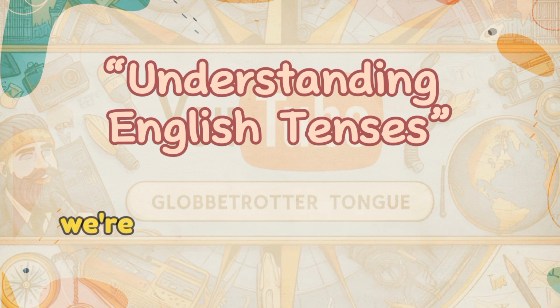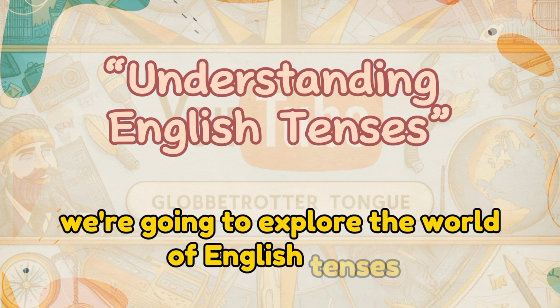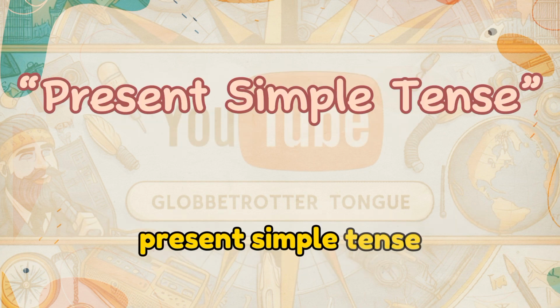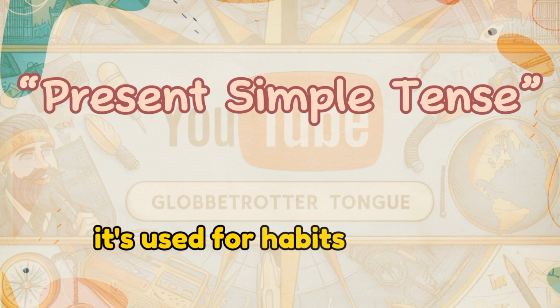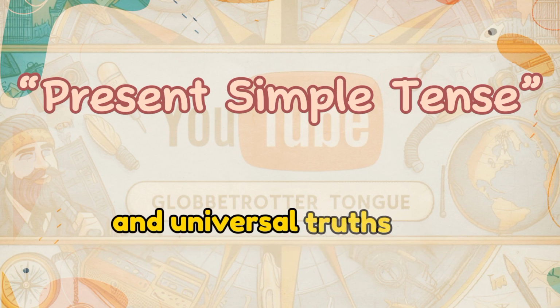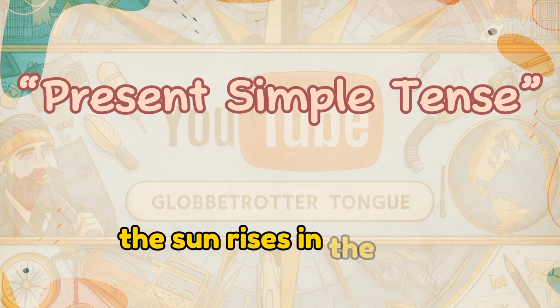Today, we're going to explore the world of English tenses. Present simple tense. Let's start with the present simple tense. It's used for habits, routines, and universal truths. For example, the sun rises in the east.